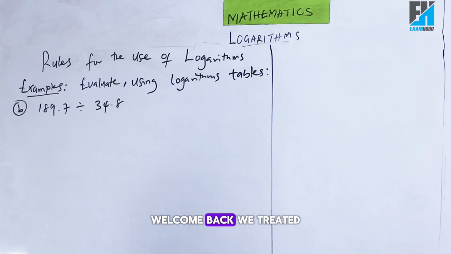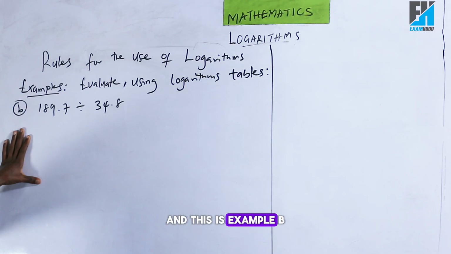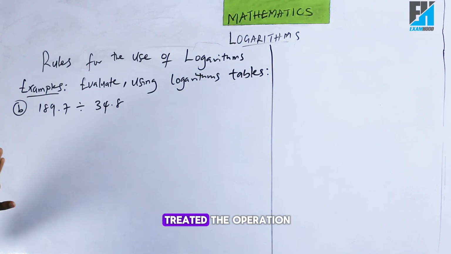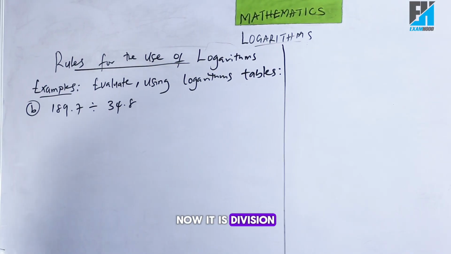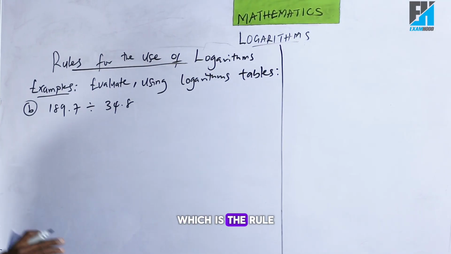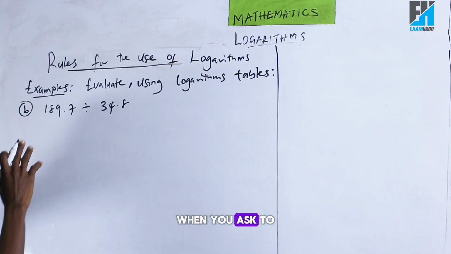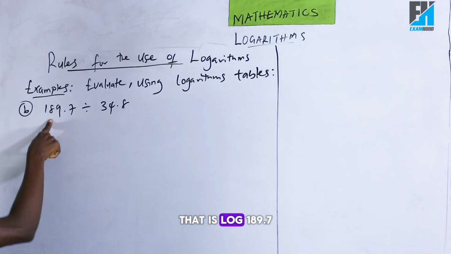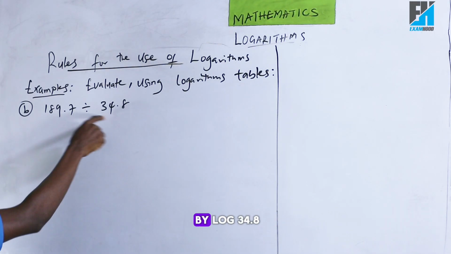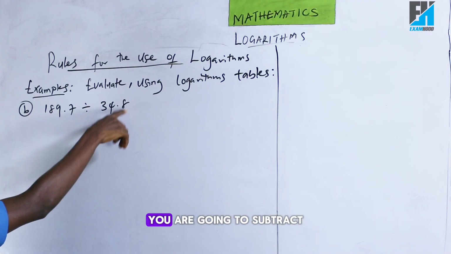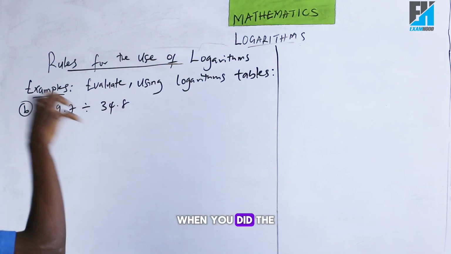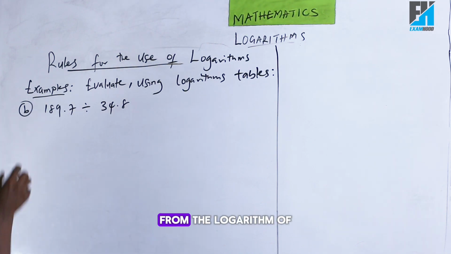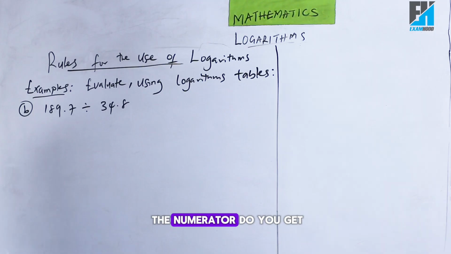Welcome back. We treated example A in last class, and this is example B. In last class, we treated the operation which was multiplication. Now it is division. And I told you the rule, which is rule number 2: when you have to divide two logarithms, that is log 189.7 divided by log 34.8, you are going to subtract the logarithm of the denominator from the logarithm of the numerator. Do you get?